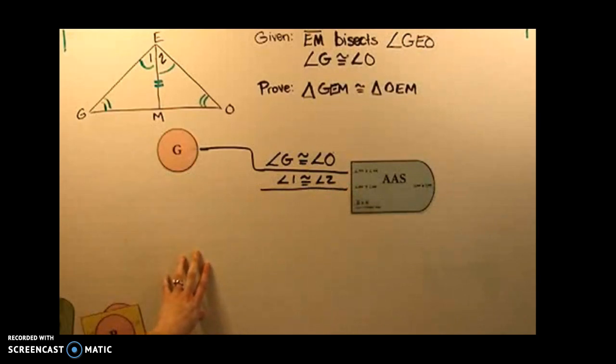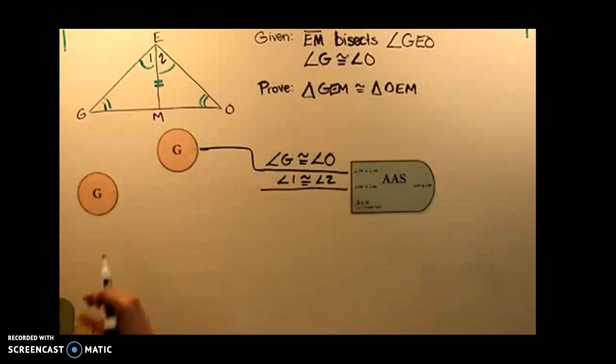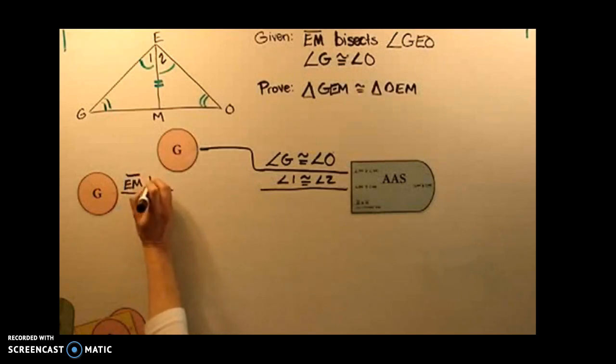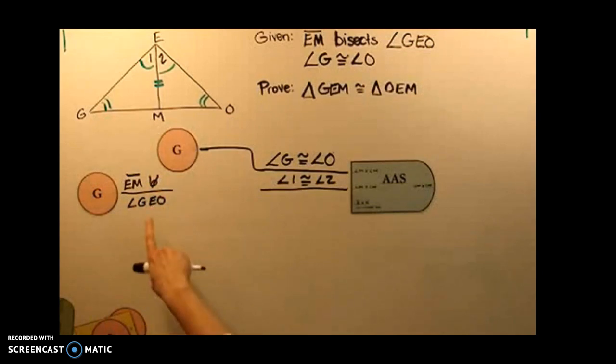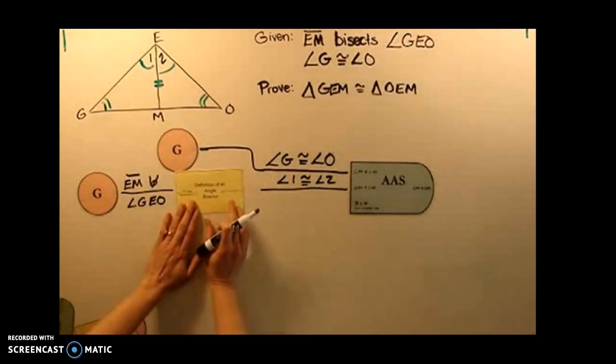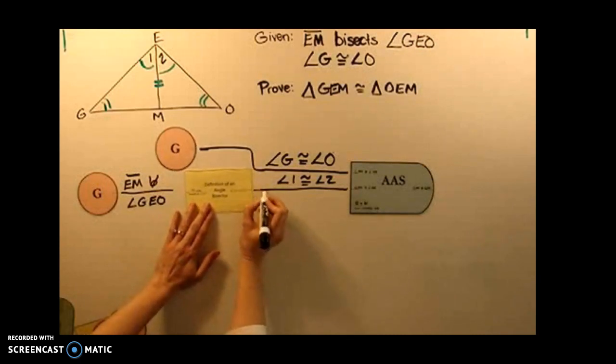So how did I know that those were congruent? Well, I was given that segment EM bisects angle GEO. But because of the format of this information and what's written on this block, I can't connect those right away. So I have to say how I figured it out, and that was using the definition of an angle bisector.